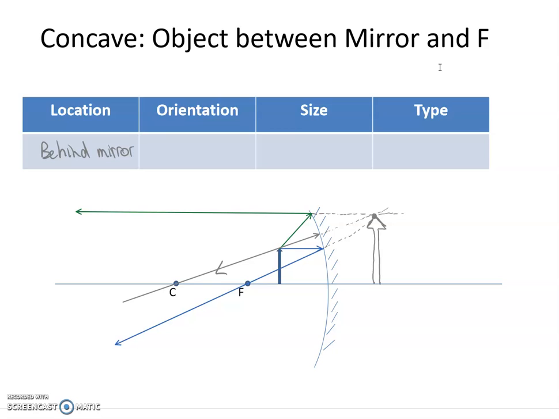This is the principle that's used in makeup mirrors. So if you're very close inside the focal point of a concave mirror, you actually see your face a lot larger than it is in reality. And that allows you to pick your zits or whatever you need to do in the mirror. Yuck. Anyway, the location is behind the mirror. The orientation is upright. The size is larger. And the type, this is a virtual image because we've had to take the reflected rays and trace those back behind the mirror to get this image.